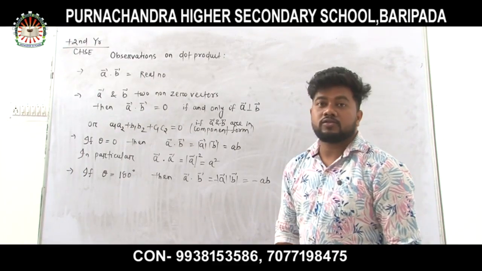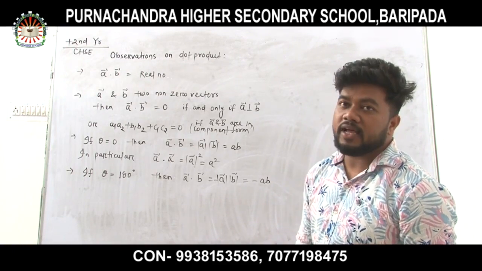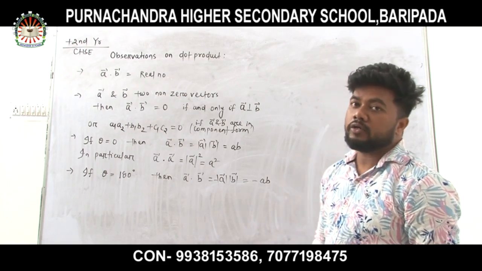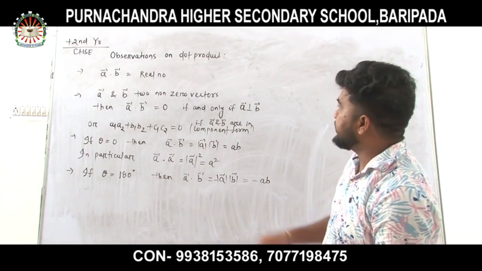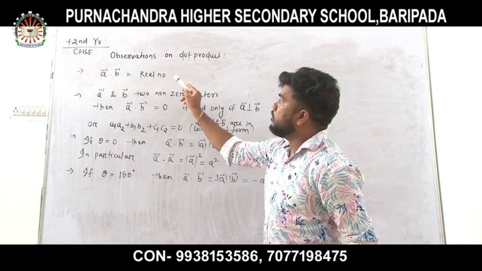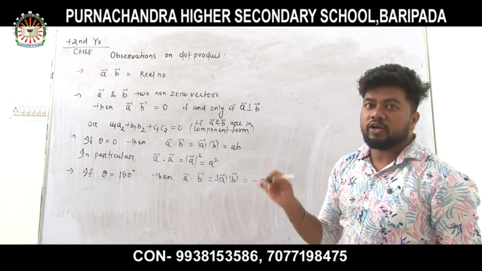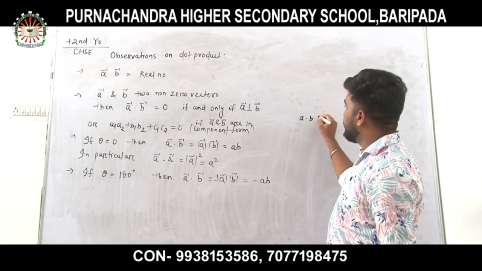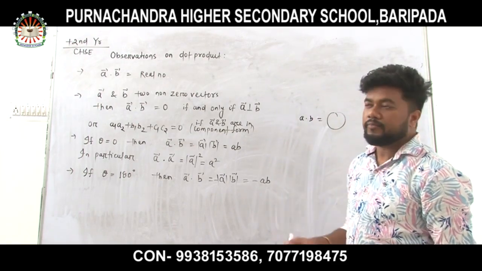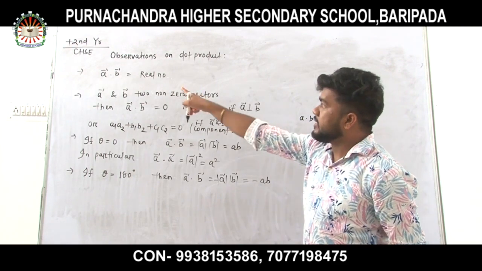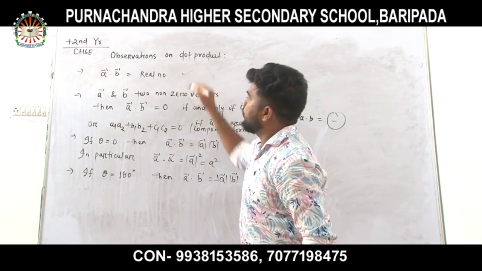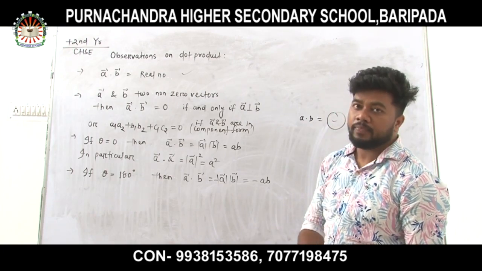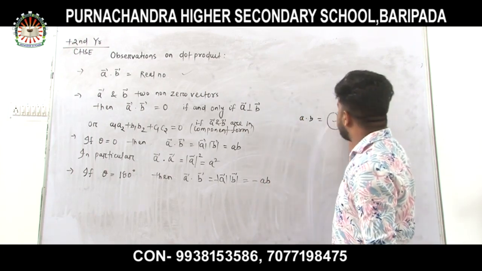Today's class is also on dot product. In the previous class we discussed dot product. Now take an observation on dot product. A dot B equals a real number, because A dot B is a scalar product. So A dot B is a scalar, or a number. Then it's a real number. That's true if A and B are two non-zero vectors.